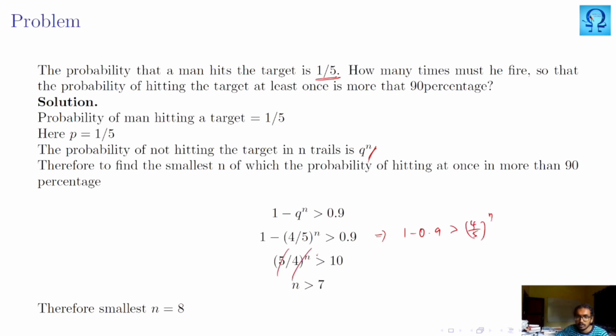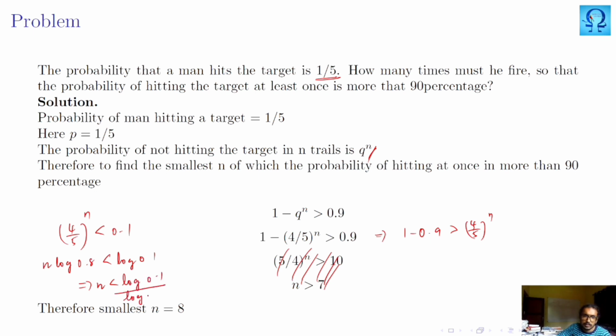It means (4 upon 5) to the power n is smaller than 0.1. You just take log, so log of this is 0.8, isn't it? Less than log of 0.1. So your n has to be greater than this. You just calculate and find out the value of n. I don't know whether this value is right, but this is the idea. Okay, that's it. Thank you.